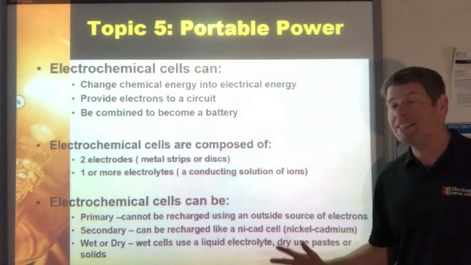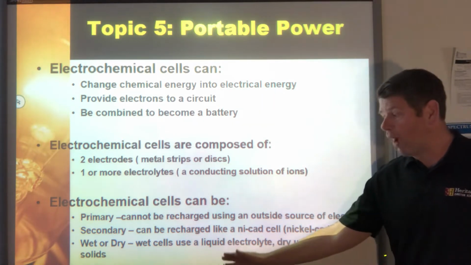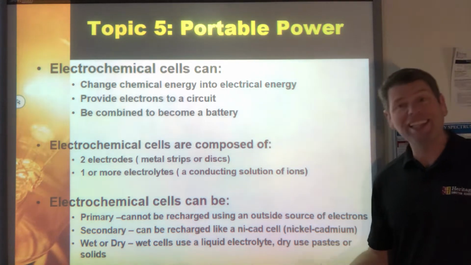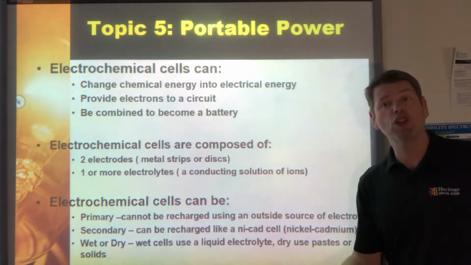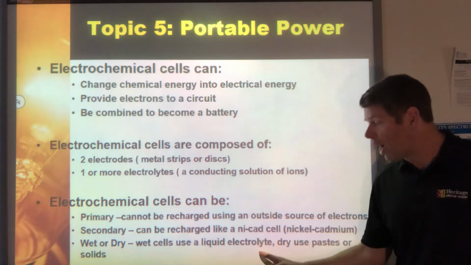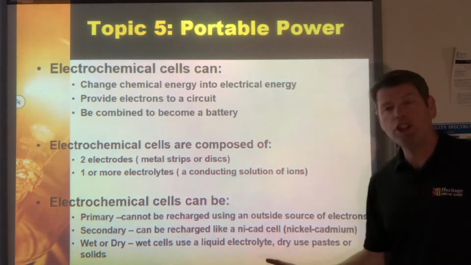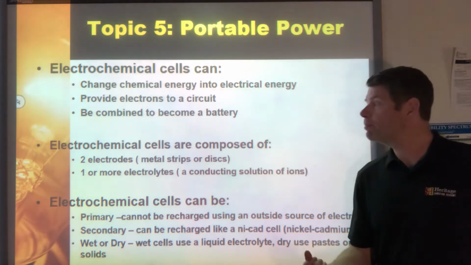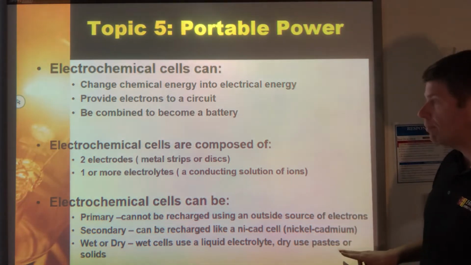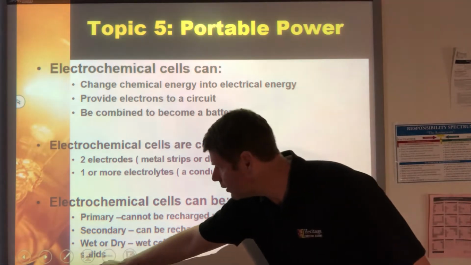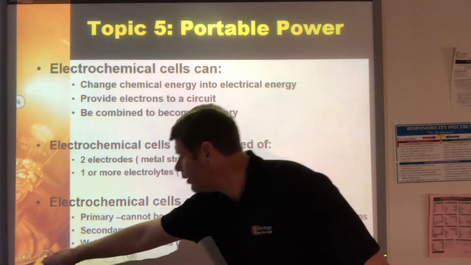Cells could also be classified as wet or dry. A wet cell has a liquid electrolyte, a solution of charged particles. If it's a dry cell, then it uses a paste or a solid that allows for movement of charge. All right, I've got to move on to the next slide here.